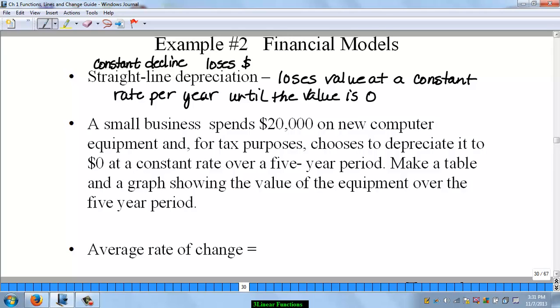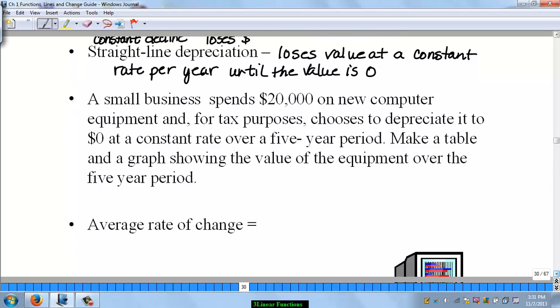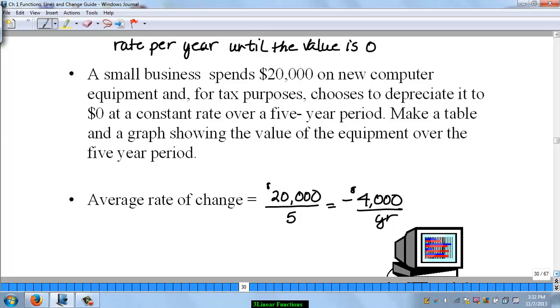So first of all, it's $20,000 and we want to do it over 5 years, so we have to depreciate it to 0. So let's figure out our average rate of change. We have $20,000 for the equipment over 5 years. That means every year we have to depreciate that $4,000 per year so that it'll reach 0 after 5 years. This is a typical way to do especially computer equipment because it depreciates and it really doesn't hold its value.